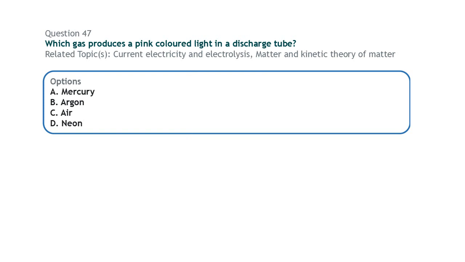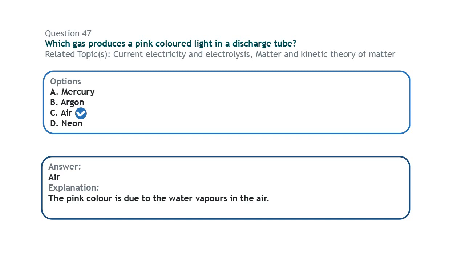Next, which gas produces a pink colored light in a discharge tube? That is air. Okay, air. The water vapor in the air is what is responsible for the pink color, the pink colored light that it gives in a discharge tube.